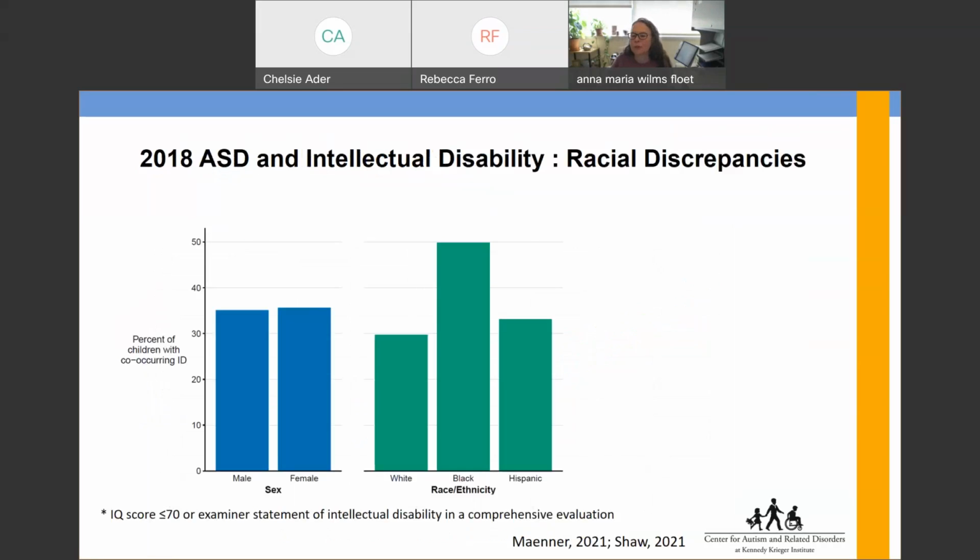There still are concerns, and this is a slide that shows that there still are discrepancies, particularly in our African American community, where African American children or Black children are more commonly identified with intellectual disability and autism. And this is from the most updated data that is put forth by the CDC.